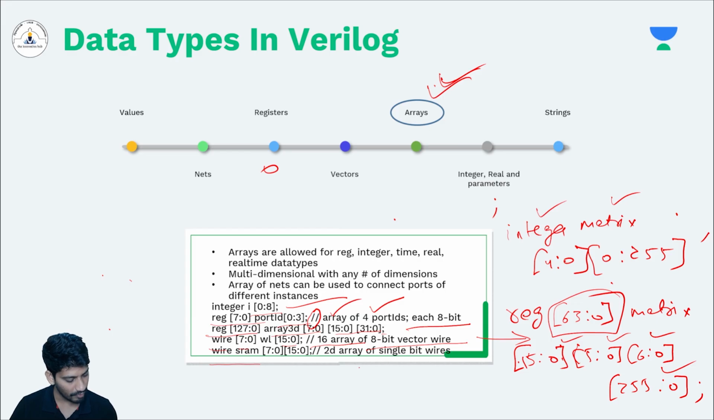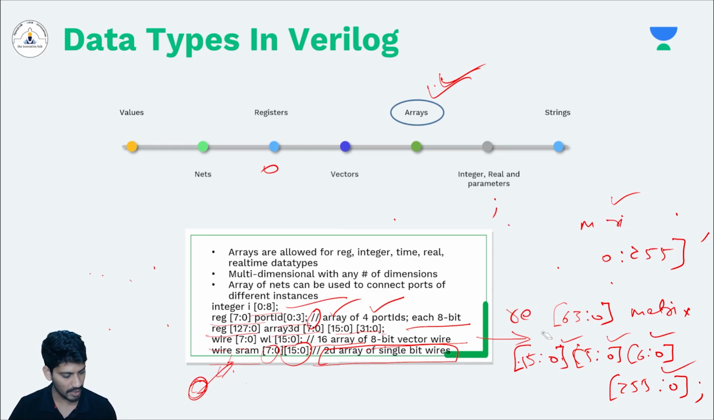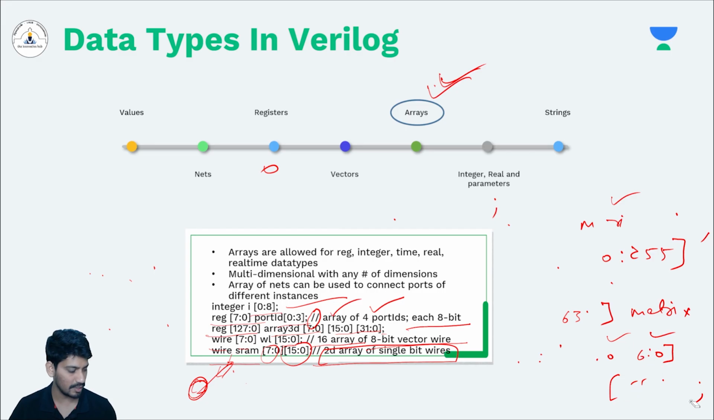And let's say I want to define a 2-dimensional array of single-bit wires. Here I am not defining any width, so by default it will take it as a single bit. So this is a two-dimensional array of single-bit wires. Let's take one example where you want to assign values to the array. How to assign values inside the array.